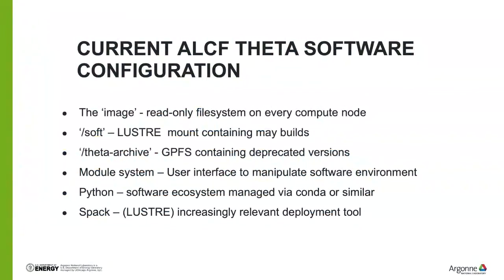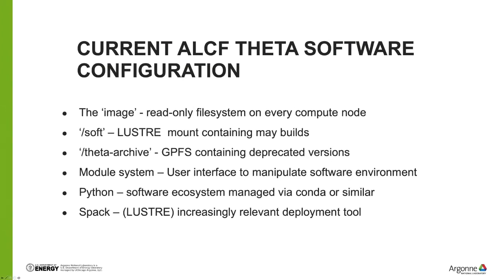Existing software deployments at ALCF are done through a number of mechanisms. One of them is the image, which is a read-only file system that's mounted on every compute node. This is basically a set of RPMs that get knocked down and distributed as a single SquashFS image. Certain things have to go in there. For example, Singularity has to be put in there because you can't deploy that on a shared file system because of setuid requirements. It's a security risk to put that in a shared file system.